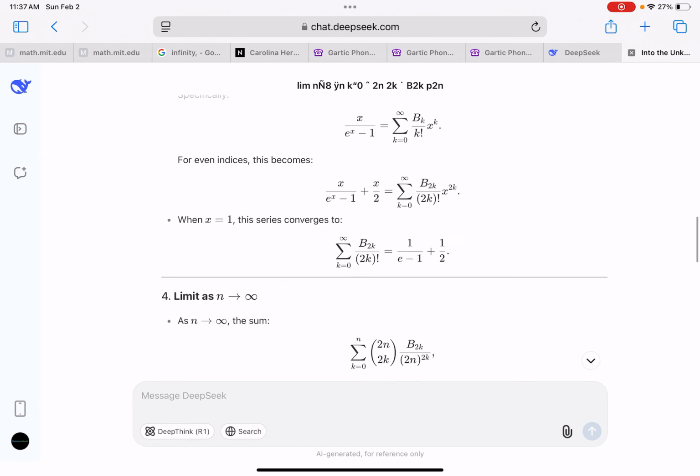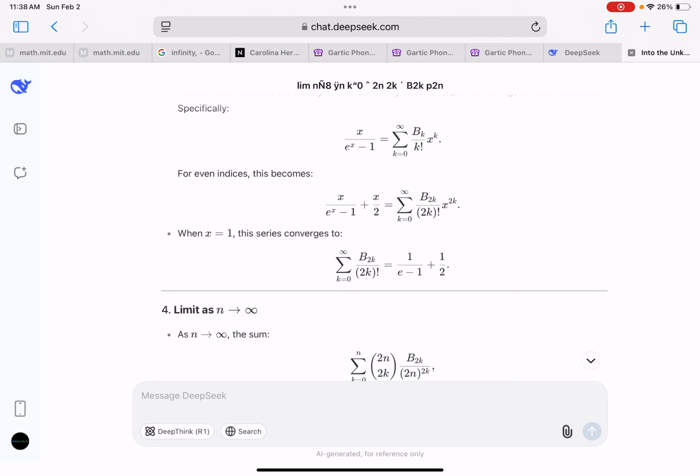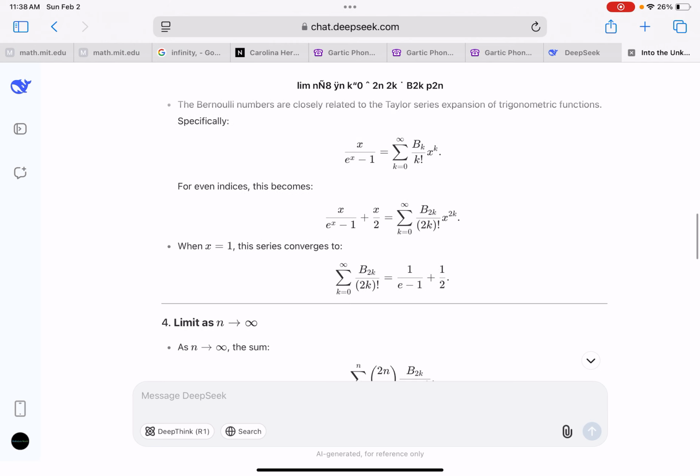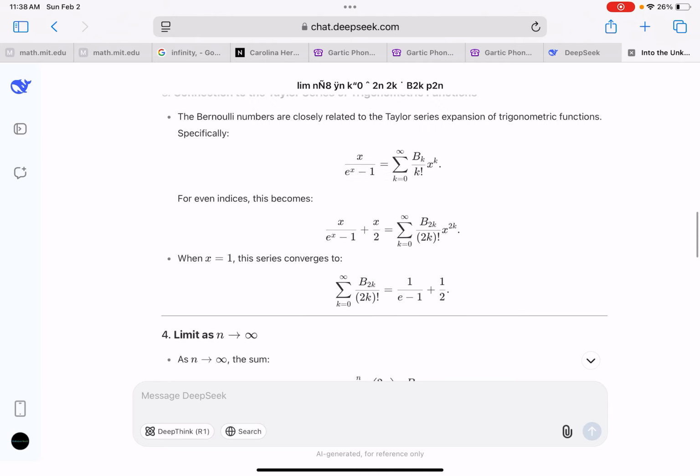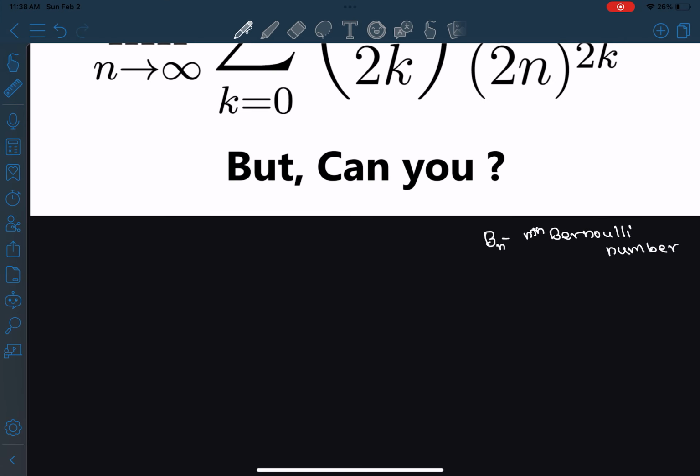And the answer was 1 by e minus 1 plus half. You can also find the answer in terms of the hyperbolic cotangent function, but that does simplify to the same answer. And so that's interesting, how AI is doing these things. Basically, there's not a lot of things involved in this solution, so maybe that's the reason it's solved. But definitely there are a few good formulas that DeepSeek used, and we are going to discuss those formulas in this video.